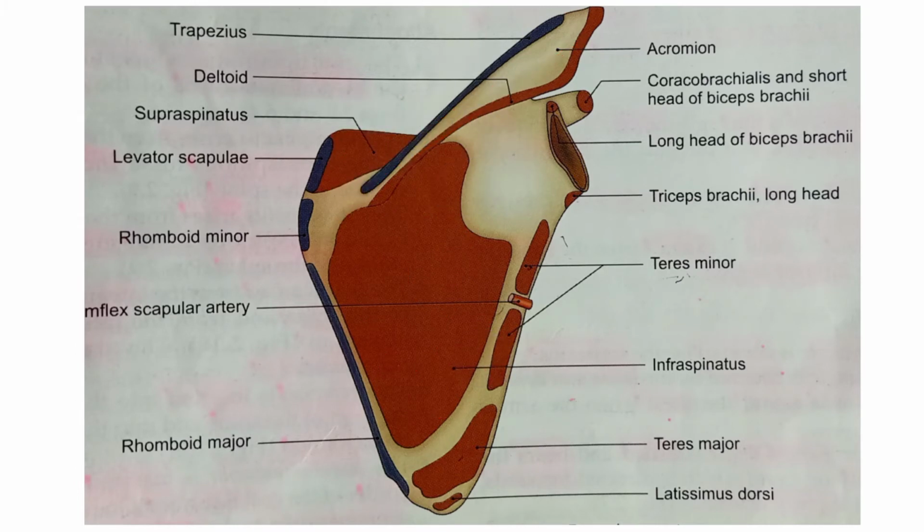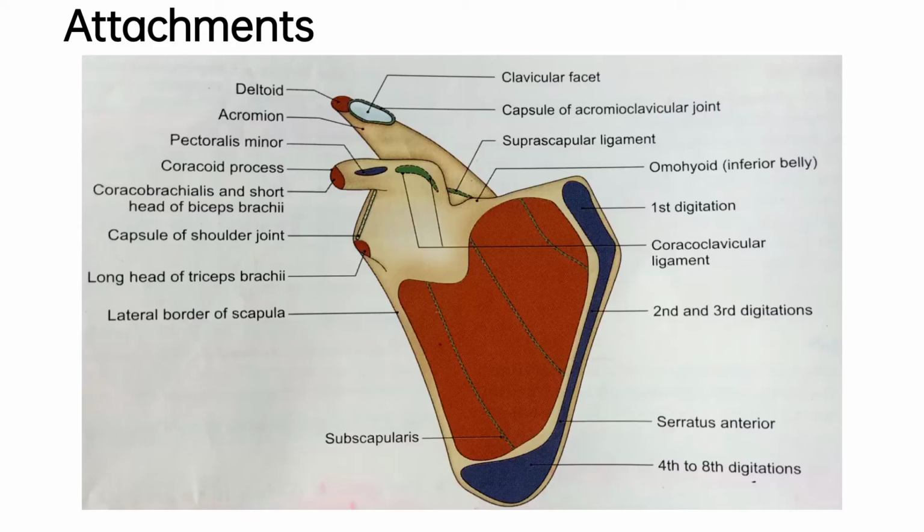Alright. Then moving further to deltoid. Now deltoid muscle. We'll see here. The deltoid muscle arises from the lower border of the crest of spine. This is the crest of spine, and from the lateral border of the acromion. Alright, lateral border of acromion. The fibers are multipinnate.